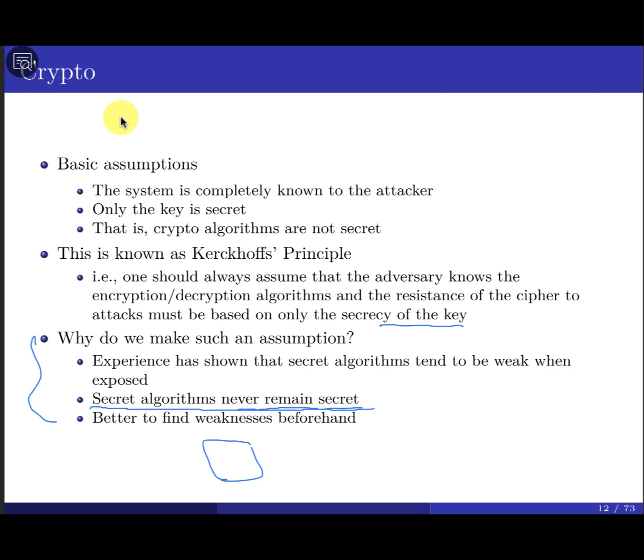The other thing here is that experience says secret algorithms tend to be weak when exposed. Because you build a secret algorithm and test it only within your organization, or we test it only within the class, definitely there are flaws in this algorithm we are not aware of. So if we keep using it thinking it's secret, and people know that it's not secret and manage to crack the system, it's going to be embarrassing for you. It's better to find the weakness beforehand.